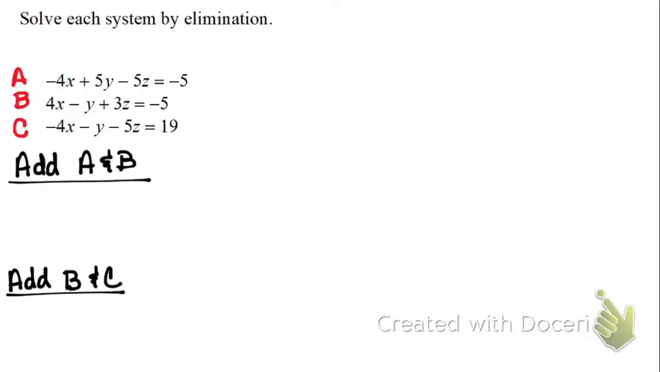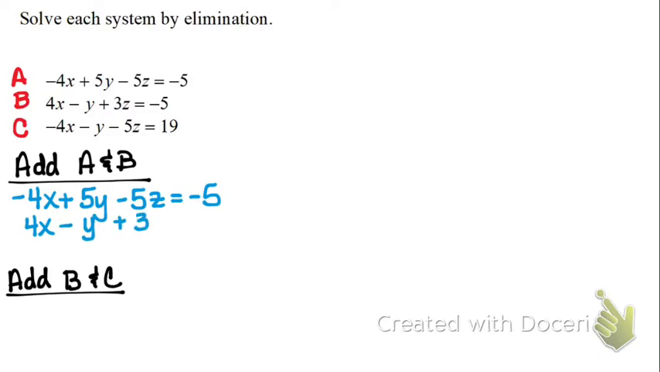Okay, so when I add A and B, we got negative 4x plus 5y minus 5z equals negative 5. And then positive 4x minus y plus 3z equals negative 5. So what do you get when you add A and B together? What's your new equation?